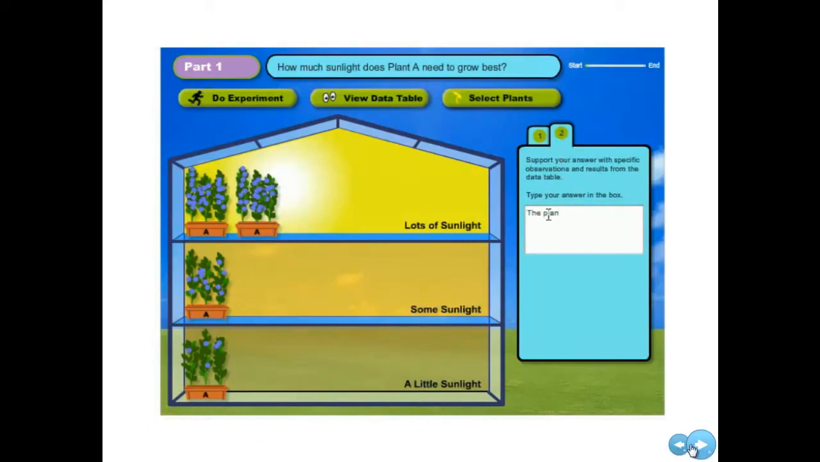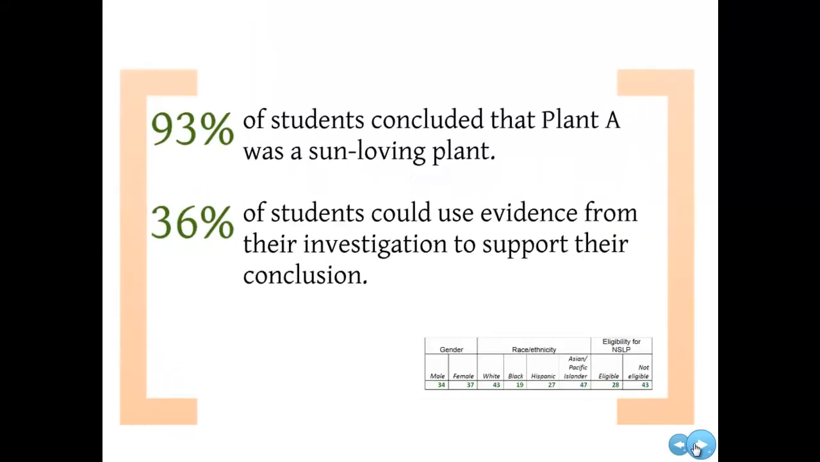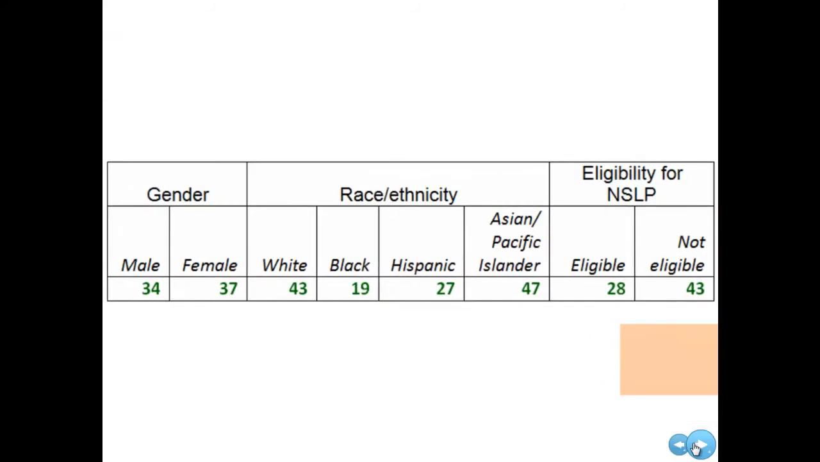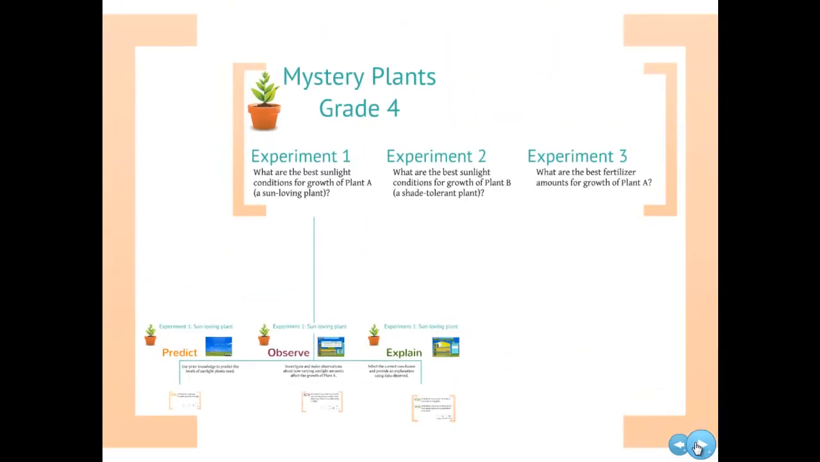They used the information that they observed throughout the experiment, how different amounts of sunlight affected plant A's growth. 93% of students could identify that plant A was a sun-loving plant. 36% were able to support their conclusion with evidence from the experiment. The percentages of students able to support their conclusions ranged from 19 to 47%. White and Asian Pacific Islander students had a higher percentage than the other 2 groups, and Hispanic students had a higher percentage than black students. These steps collectively comprise Experiment 1 of the Mystery Plants task.